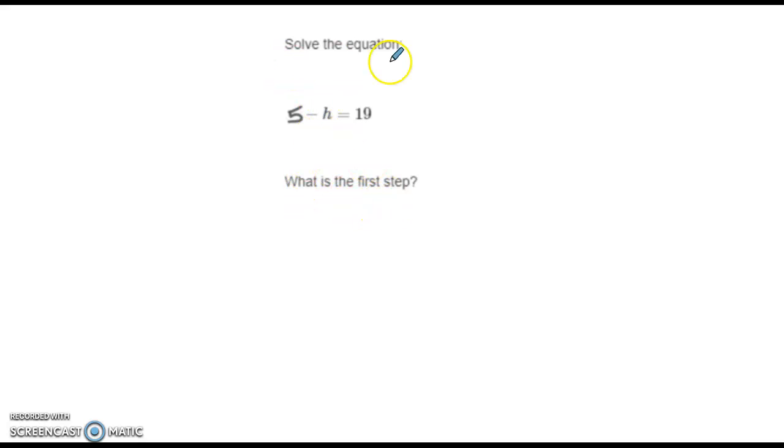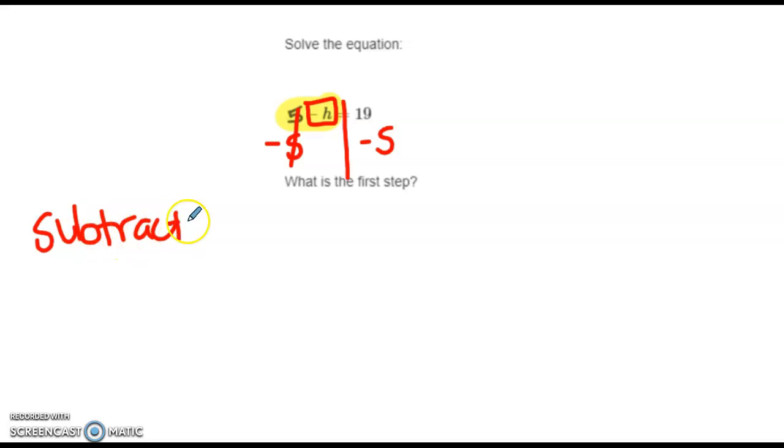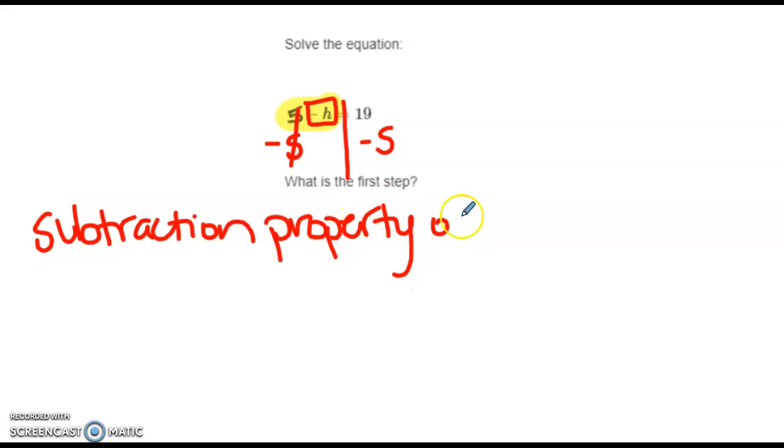It wants to know the first step of this equation. So if we draw our line and we box off our letter, and we look just on the side with the letter and ask ourselves, what do we need to get rid of? We will realize we need to get rid of the 5. So the first step here would be to subtract 5 from each side. I don't know exactly how it's going to be written, but we want to use the subtraction property of equality to subtract 5 from each side.